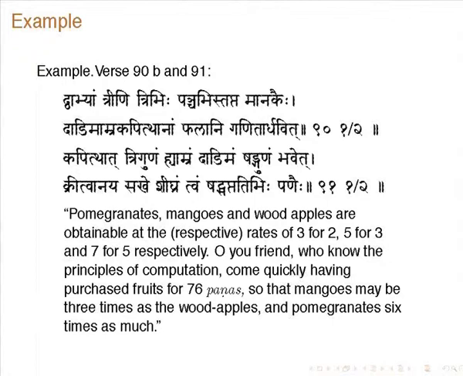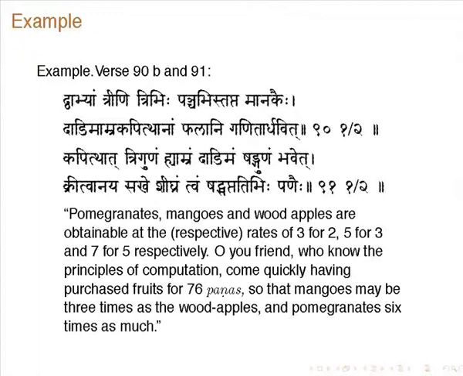See, for example, one example is given. Dvabhyam trini tribihi panchabhi stapta manakaihi dadima amra kapitha. Dadima is pomegranate, amra is mango, kapitha is wood apple, kapitanam phalani ganitardavit, kapitha trigunam amram, dadimam shadgunam bhavet. Okay. The number of mangoes are 3 times the wood apples, kapitha. Okay. And pomegranate, dadimam shadgunam, 6 times these things.